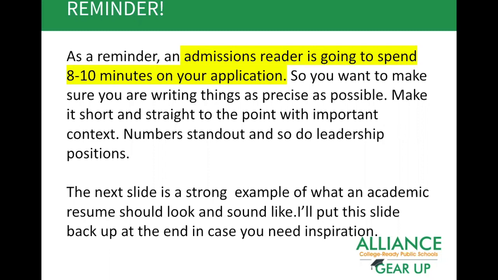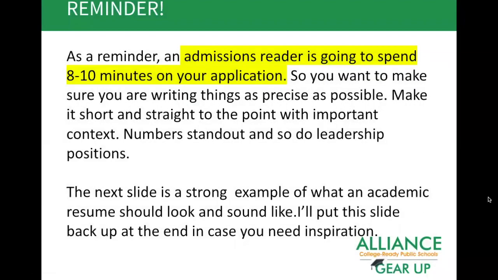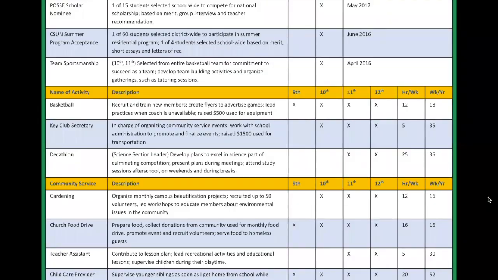The next slide is a strong example of what an academic resume should look like and sound like. So as you can see, the different categories. This student had 3 for awards, 3 for activities, which I believe is just extracurriculars, and then community service. They had 1, 2, 3, 4. So 10 in total.